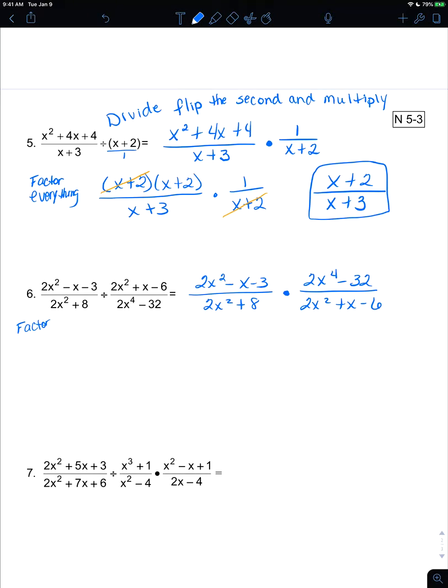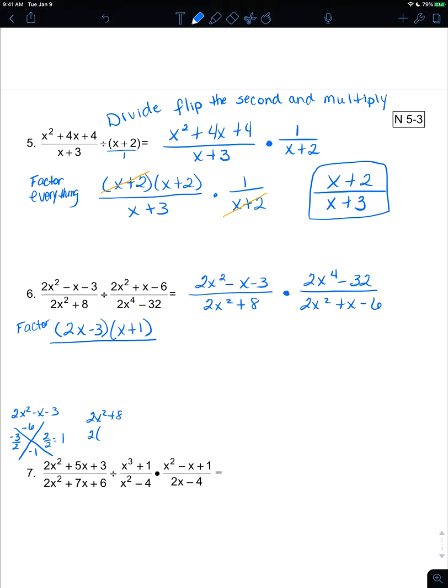Okay, so let's see. In order to factor 2x squared minus x minus 3, might want to do big X. So that gives me a negative 6 and a negative 1. Dividing both by 2. So that will be a negative 3 and a positive 2, which reduces to 1. So that 2x squared minus x minus 3 factors to 2x minus 3 times x plus 1. Okay, the 2x to the 4th minus 32.